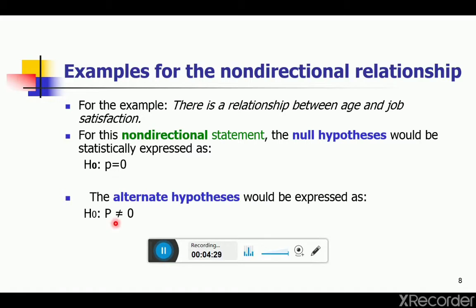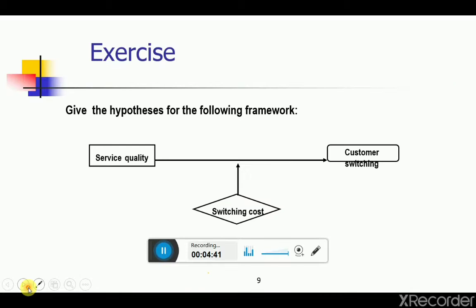And when rho is not equal to 0, it means that yes, there is a correlation. It is not identified whether it is positively correlated or the two variables are negatively correlated, but simply that yes, there is a relationship existing between these two.